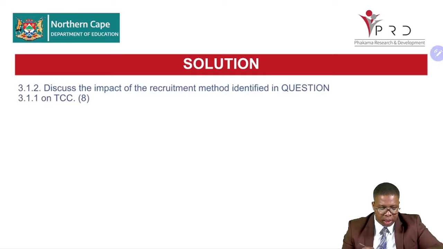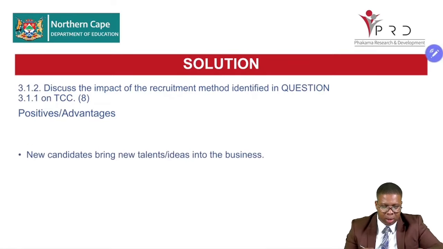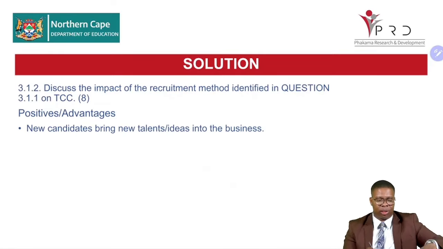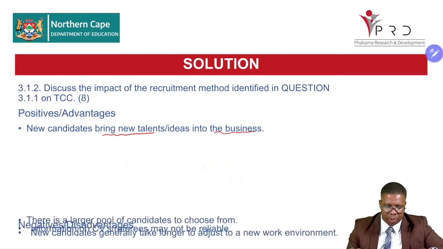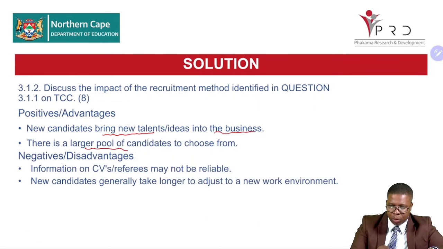Then we look into the impact. When we look into the impact, what are the positives of attracting candidates from outside? New candidates, the advantage is that when you use external, the new candidates bring new talents or ideas into the business. That's number one. Number two, there's a larger pool of candidates to choose from. That's correct as well. So that's two.